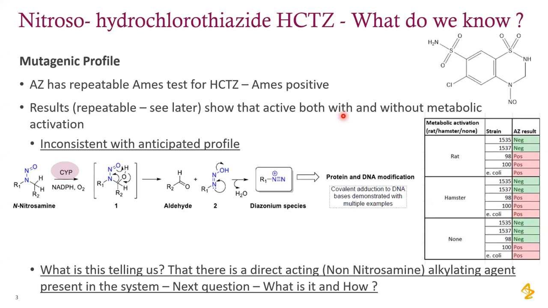I don't need to go over that profile again. You've heard it from a number of other people over the last day or so, so I don't want to repeat that aspect of it. But looking again at this from the context of what this is telling us: the fact that we're getting a positive response without activation in TA100 and E. coli strains is suggestive that there is something else present within that system, that there's a complexity associated with this, particularly in terms of the fact that you appear to have a direct acting, perhaps a non-nitrosamine alkylating agent present in the system. So the obvious question for us to investigate was really, what is it and how is it formed?